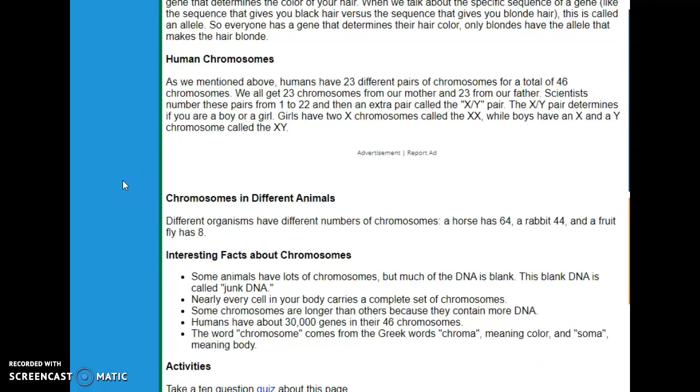Human chromosomes. As we mentioned above, humans have 23 different pairs of chromosomes for a total of 46 chromosomes. We all get 23 chromosomes from our mother and 23 from our father. Scientists number these pairs from 1 to 22 and then an extra pair called the XY pair. The XY pair determines if you are a boy or a girl. Girls have two X chromosomes called the XX, while boys have an X and a Y chromosome called the XY.